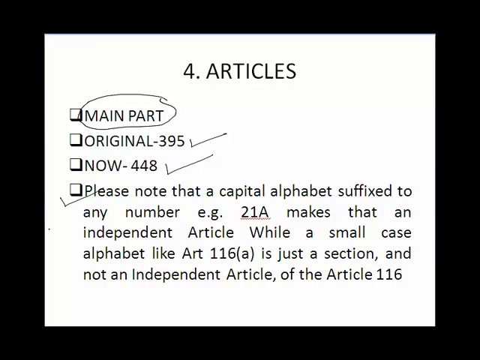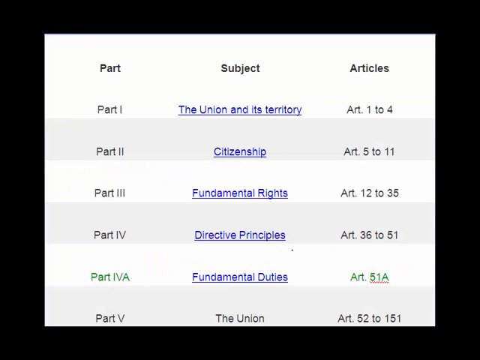See here there is a note. Very simple. If an article is suffixed by a capital letter like this, then it is called an independent article. Suppose the article number, see here 116, is suffixed by a small case A, then it is called a section. Very simple. Okay, so what is next one?